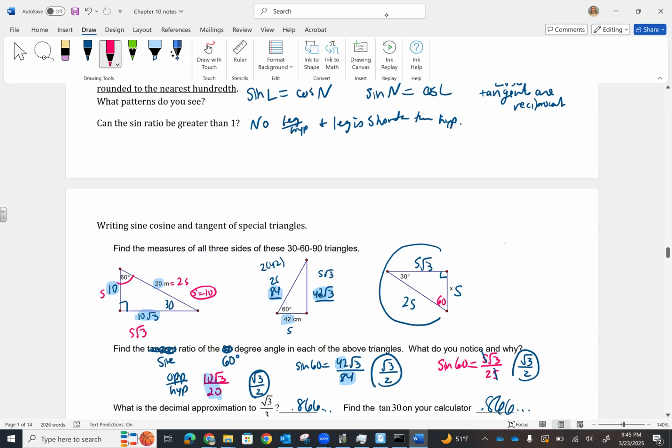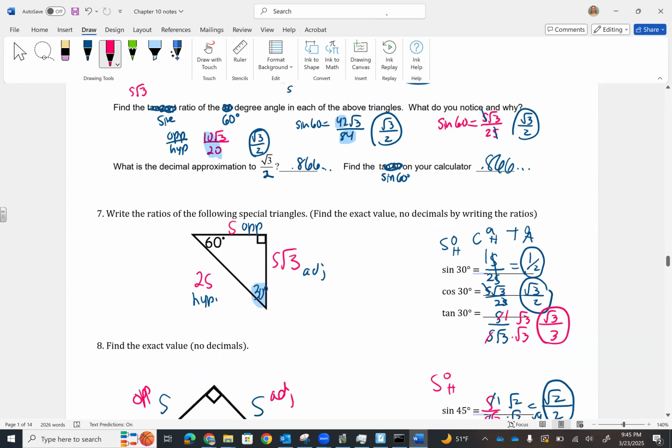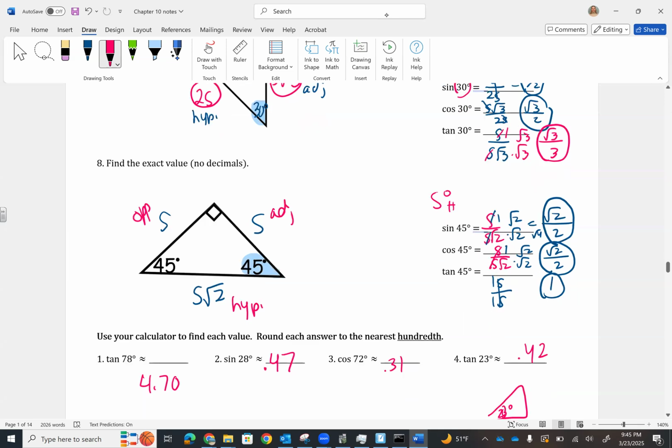The next thing you need to know is, what if I give you a special triangle like 30, 60, 90 or 45, 45, 90? Do you know that you write the ratios and then you have to stand at whatever angle I talk about and say, can I write those ratios and then reduce them and rationalize them? Okay, so that's going to be a good practice. And then the last thing is, can you use your calculator to find the values of certain sines, cosines, and tangents?